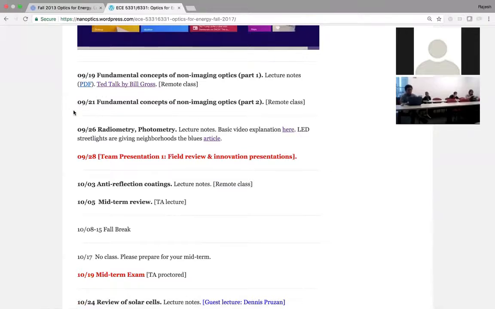We will continue this lecture on Thursday. So this week, our hope is to lay the foundations of non-imaging optics. Next week, we'll deal with radiometry, photometry, which are somewhat different concepts, but very important for measurement and quantifying non-imaging optics. And of course, next Thursday, we have the team presentation. So keep this schedule in mind.